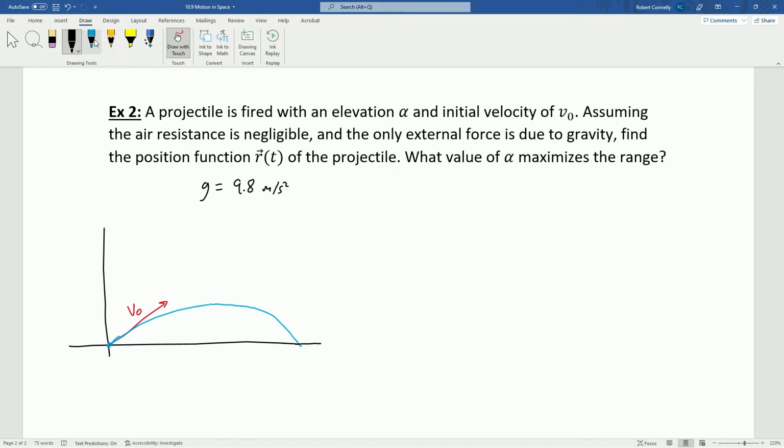So the angle that's formed initially with this vector is alpha. And what we're assuming is that we have this initial velocity that's just a constant vector. And the only thing that acts over time on the projectile is this external force due to gravity.